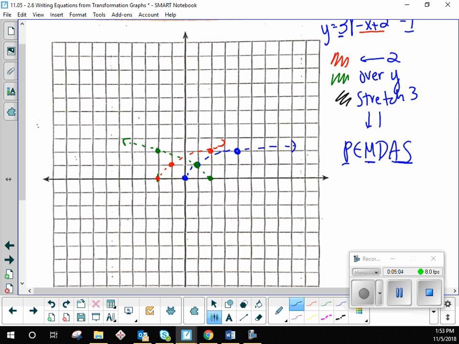The stretch by 3: your x stays the same, your y value gets multiplied by 3. So I'm looking at the green points. This green point has a y value of 2, so when I multiply it by 3, that gives me 6. So that point goes up here. This green point, 1, 1, when I multiply that by 3, it becomes 3. So it's now at 1, 3. And then 0, this 2 point, the 0 y value stays the same.